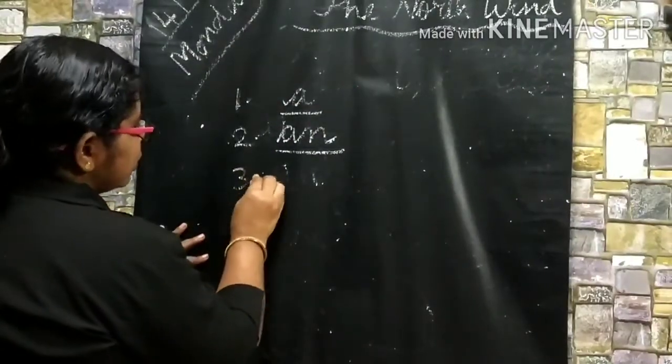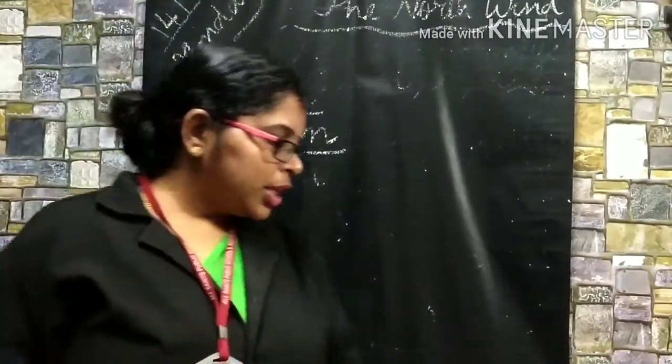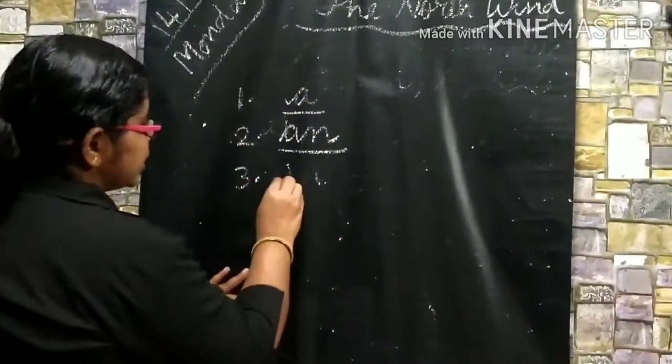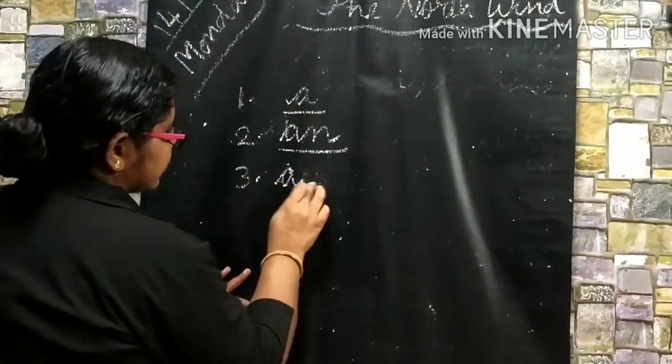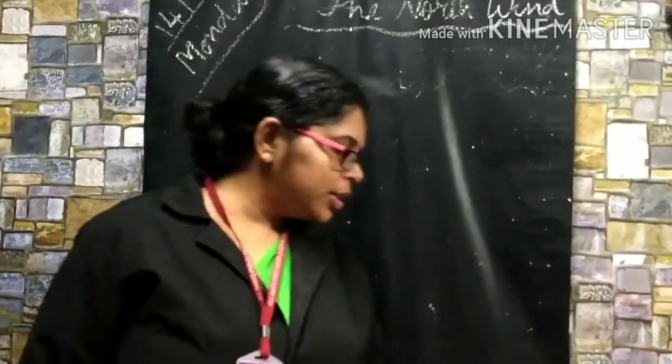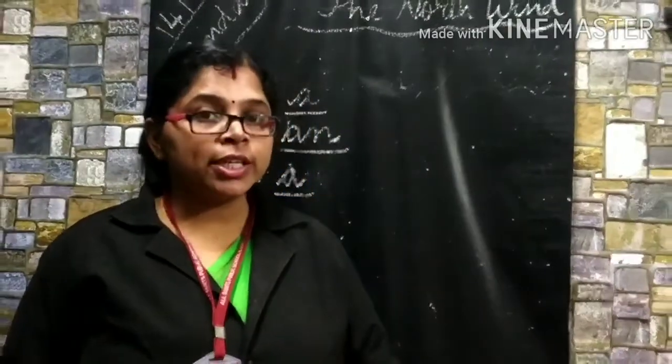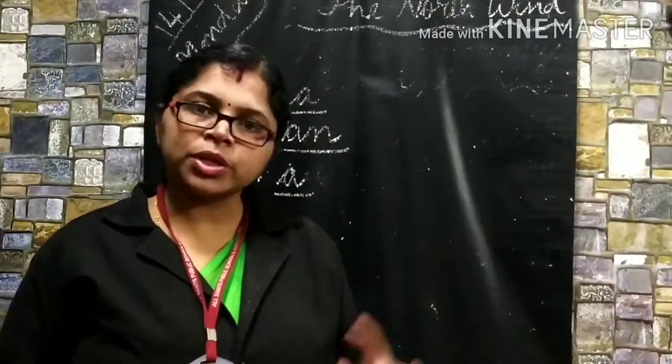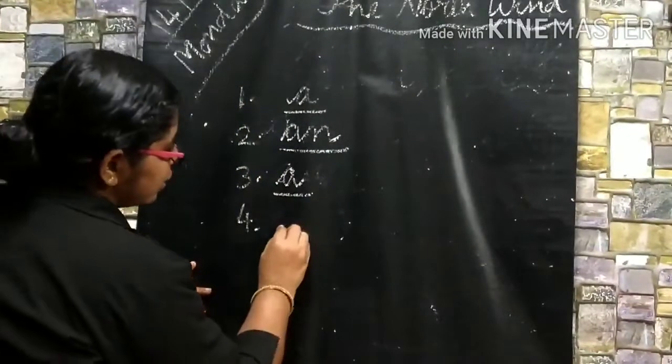Okay. Now, third one. The north wind gave the boy dash magic tablecloth. How many cloth did he give? Only one. So, here you write A. Now, fourth one. The boy decided to stay the night at dash inn. So, inn is hotel, you know, and inn starts with letter I. So, you have to write there an.